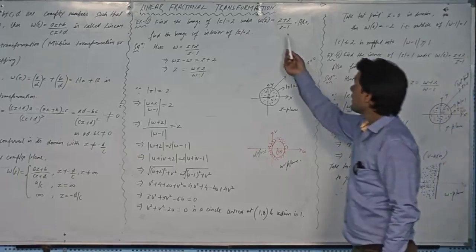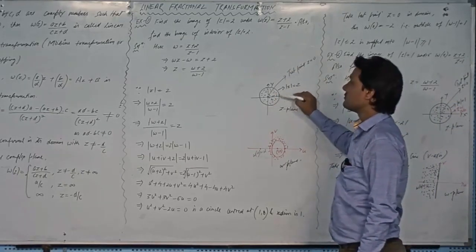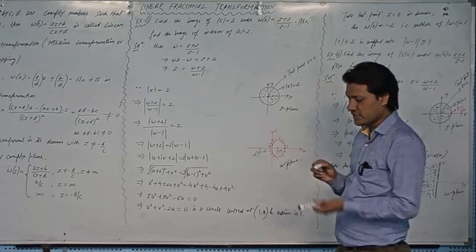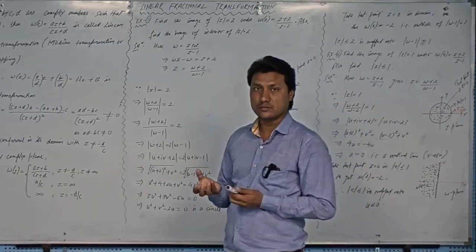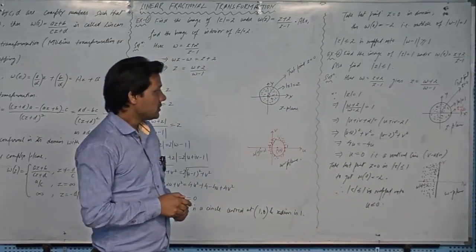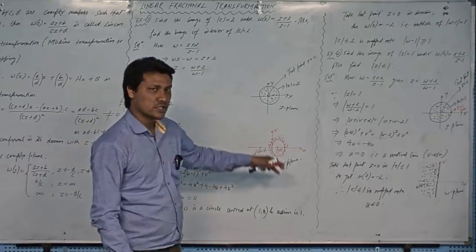And in this mapping, the pole was z equal to 1, but that was not lying on the circumference, that was lying inside the circle, right? So you can say that if you have a pole which lies on the boundary of the circle, then the image is always a straight line, right? Otherwise the circle is mapped to a circle. Okay.